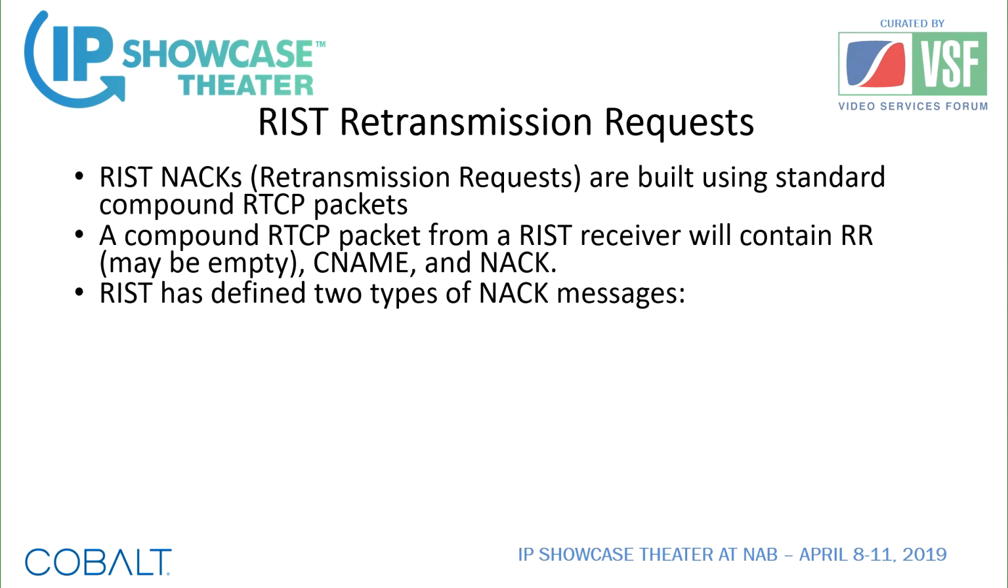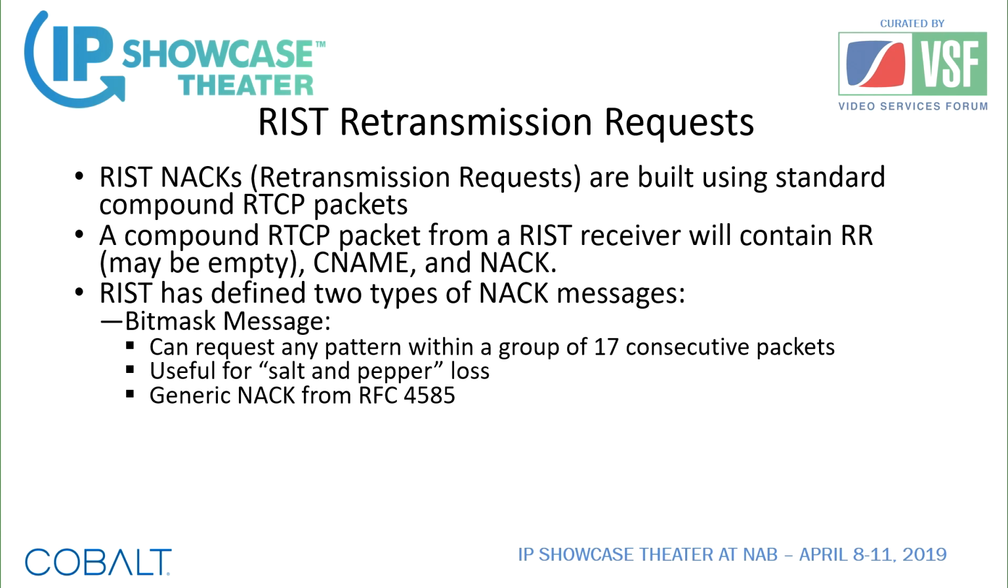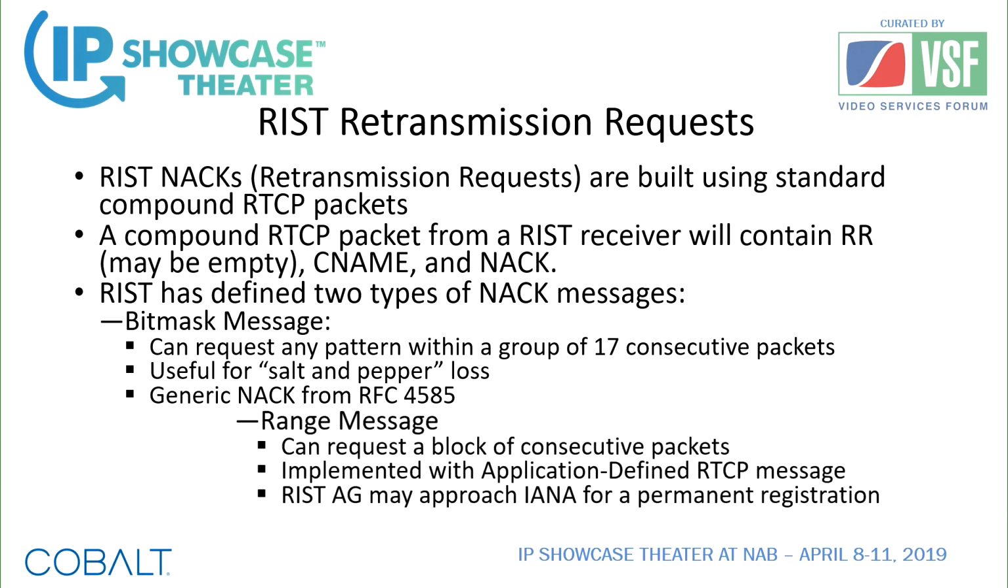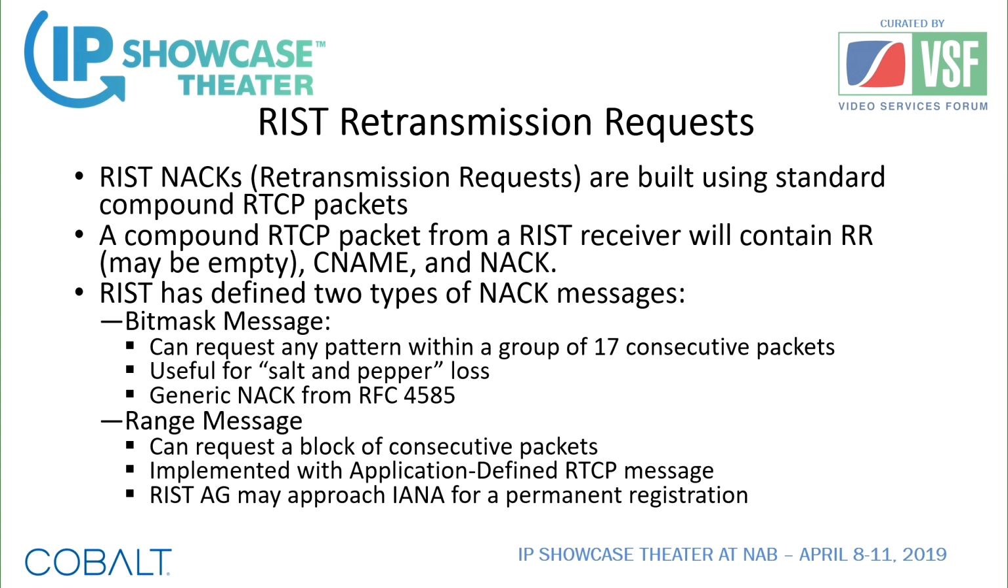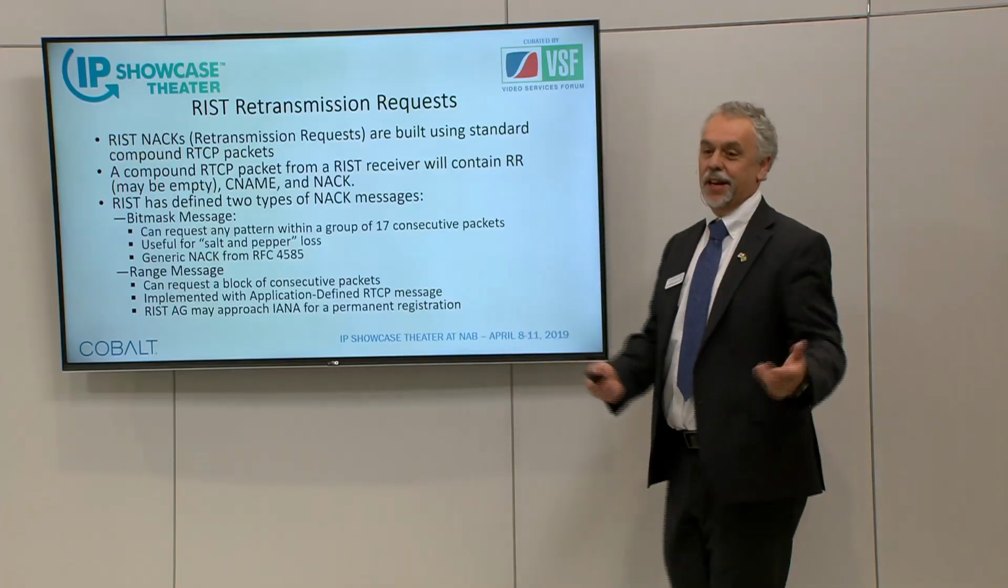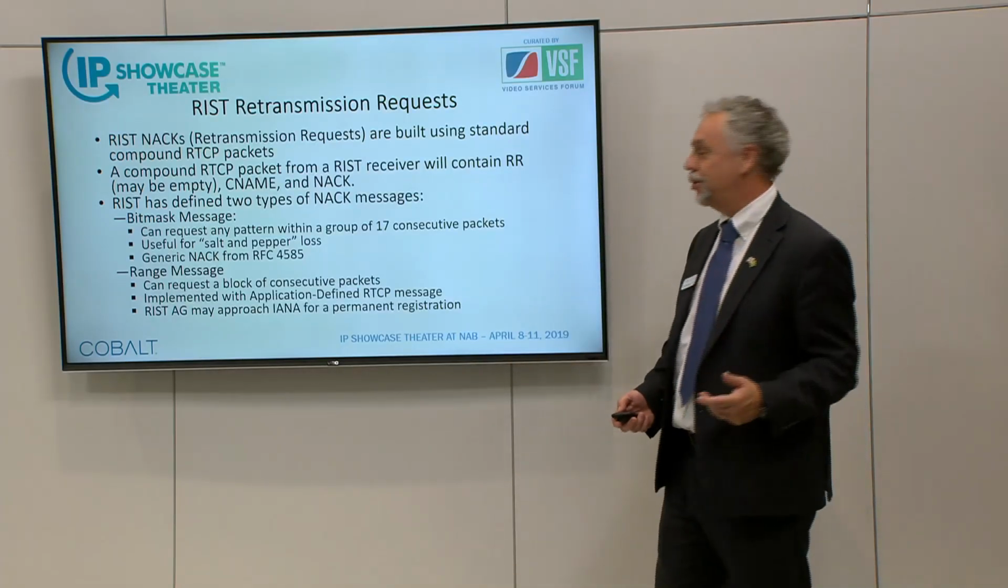So in the RIST group, we define two types of NACK messages. One is called the bitmask message. That's something we reused from RFC 4585. It can request any pattern of the last 17 packets. It's good for salt and pepper kind of loss. And then we also standardized the range message, which basically asks for a block of packets. So implementers can use one or the other, and a very smart one will make it even adaptive and see which one is better for the loss you're dealing with.